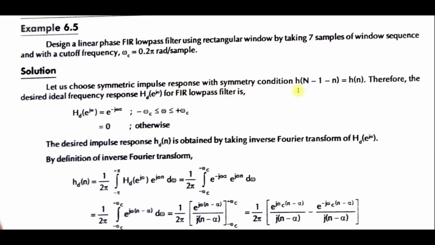So this is using the causal sequence. For a causal sequence, h of n equal to h of N minus 1 minus n. In such cases, you have to choose the frequency response as e raised to minus j omega alpha, where alpha is given by (N minus 1) by 2. Then as usual, we can determine the desired impulse response by taking the inverse Fourier transform and so on.